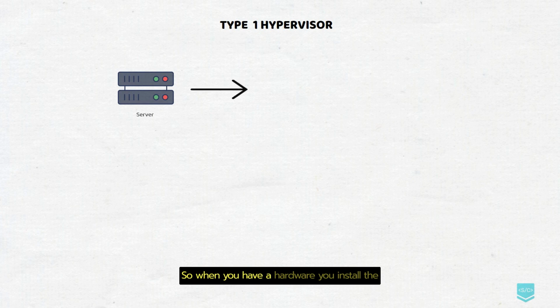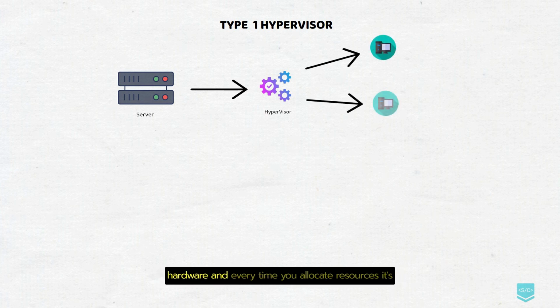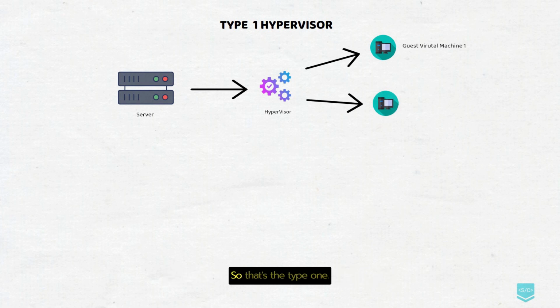The type 1 hypervisor is the one that is directly connected to your hardware. When you have hardware, you install the hypervisor technology, which would be either Microsoft or VMware, and that hypervisor is directly connected to the hardware. Every time you allocate resources, it pulls them from the hardware. So that's type 1.